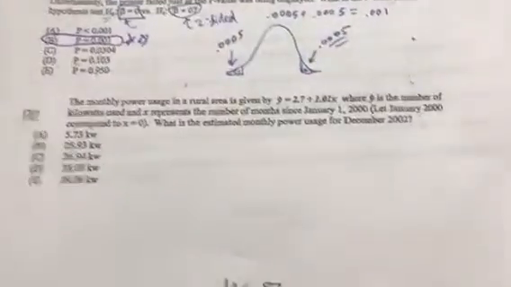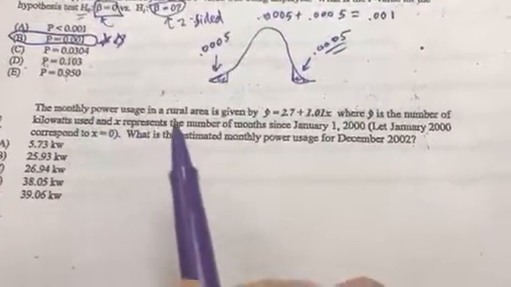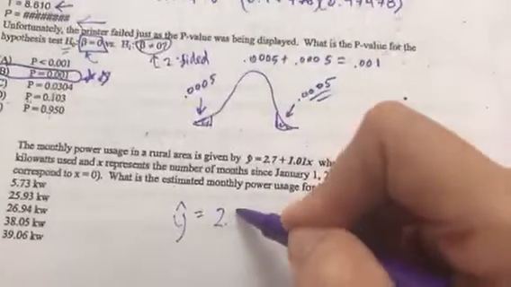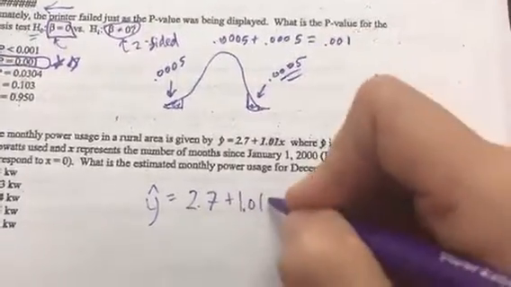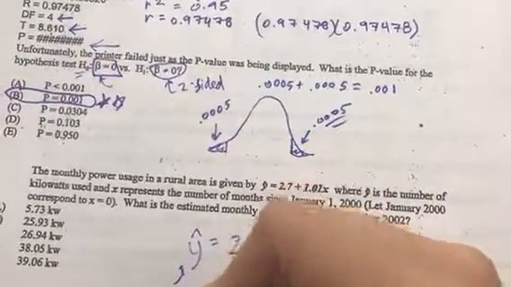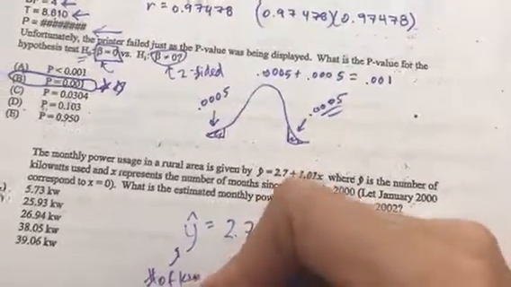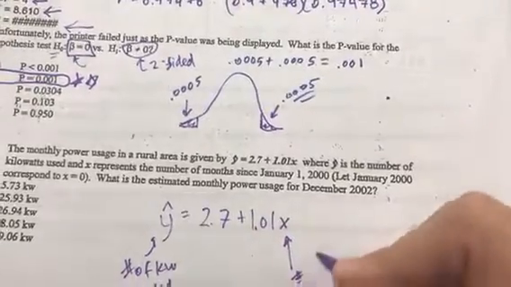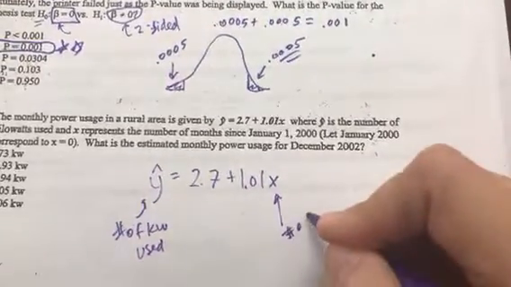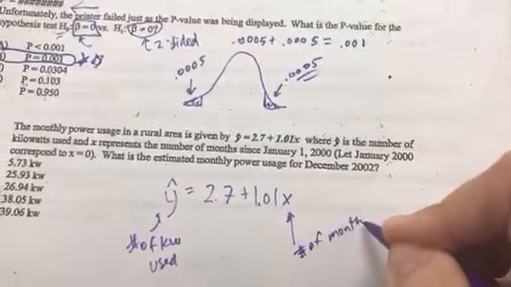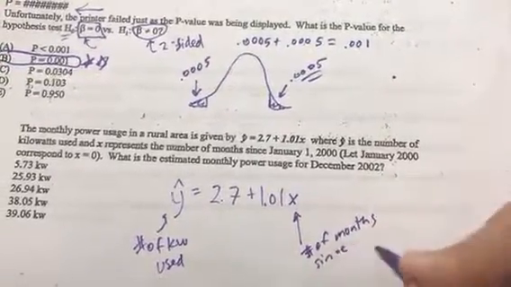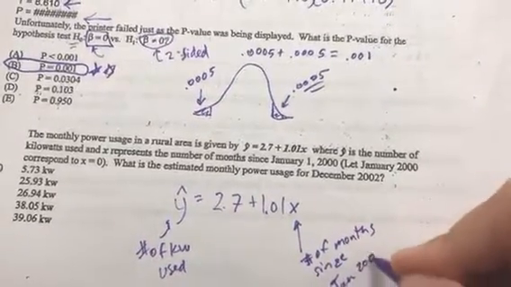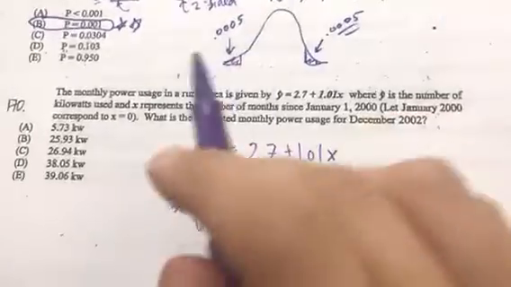Next question. 170 states a monthly power usage in a rural area is given by this least squares regression line. So another least squares regression line test. And it states that Y hat is the number of kilowatts used, and X is the number of months since January 2000. Okay, so they're wanting us to estimate.